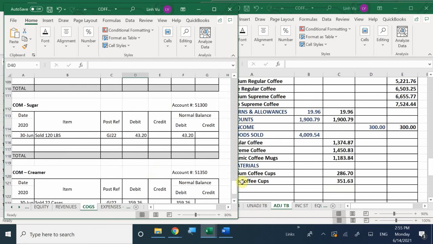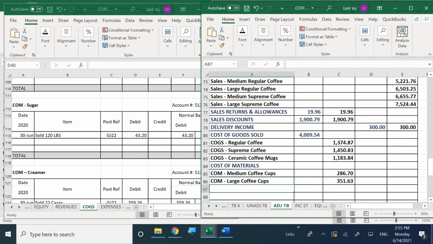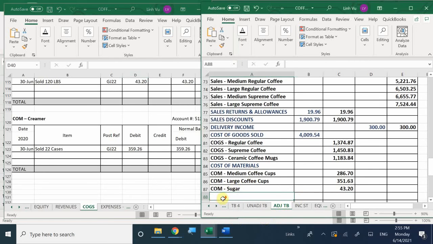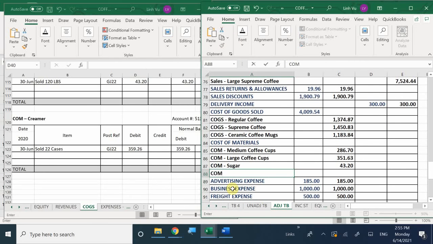We have the cost of materials for the sugar, COM sugar, 43.20. And then last but not least, we have cost of materials for creamer, 359.26. Right. So this one's pretty easy.